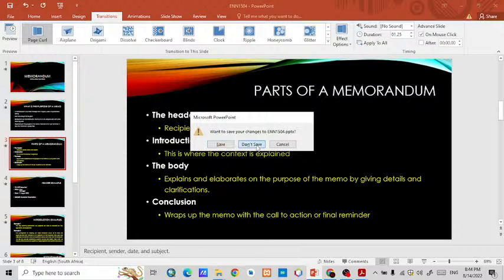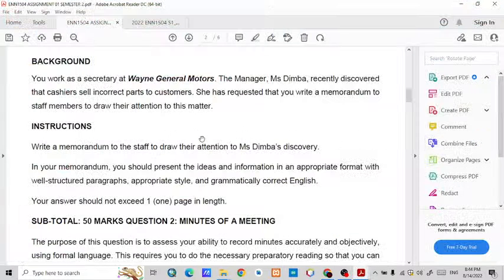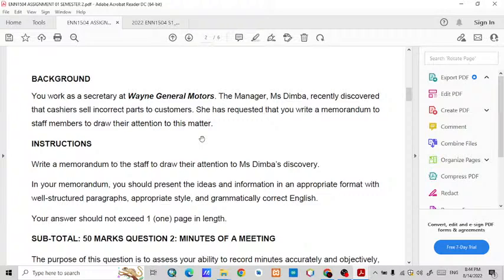Okay, let us focus on the assignment that we're given. So the first question, they say, write a memorandum to the staff to draw their attention to Miss Dimba's discovery. In your memorandum, you should present the ideas and information in an appropriate format with well-structured paragraphs, appropriate style, and grammatically correct English. Your answer should not exceed one page in length.